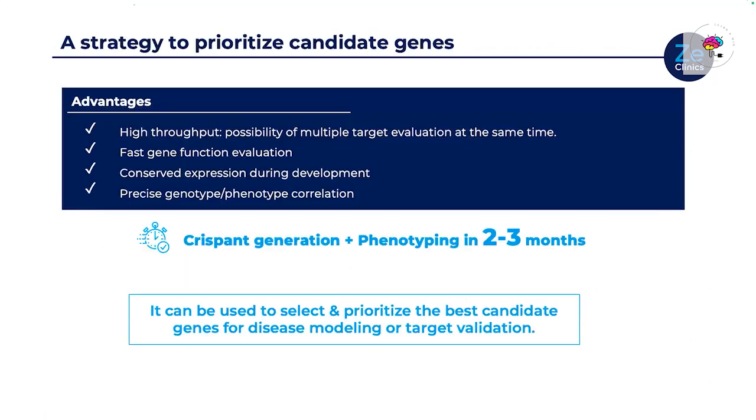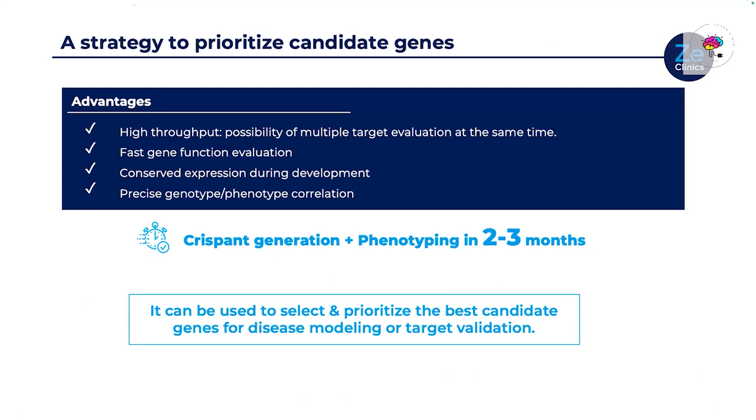And what is the advantage of this? Compared to generation of mutants, indeed, we can do things in much shorter time. So we can have crispant generation plus phenotyping in 2-3 months. And so this allows us to look at a high number of genes at the same time. And then once we prioritize these genes, we can indeed generate a mutant line if we want to do a more extensive phenotypical analysis.